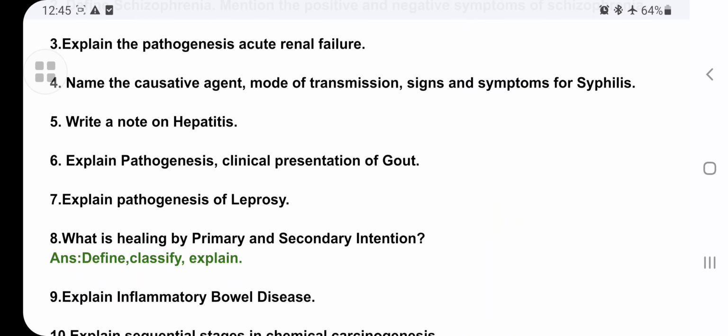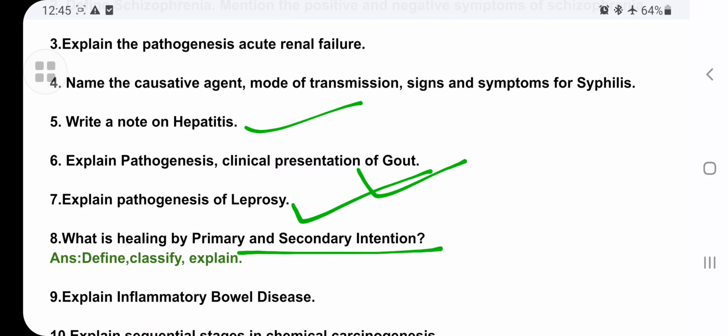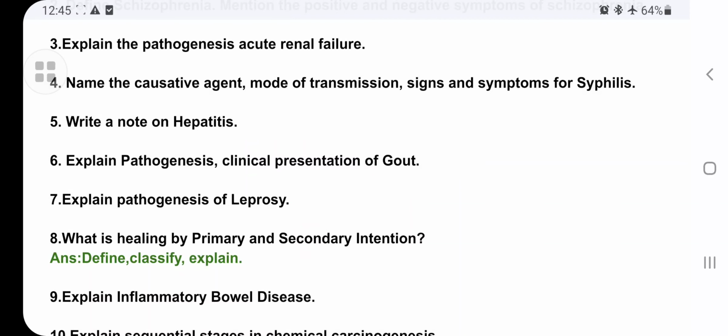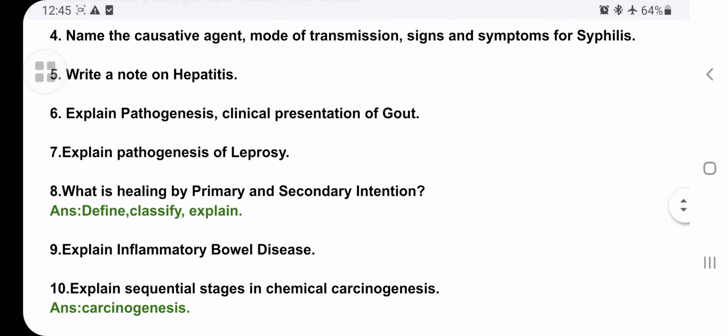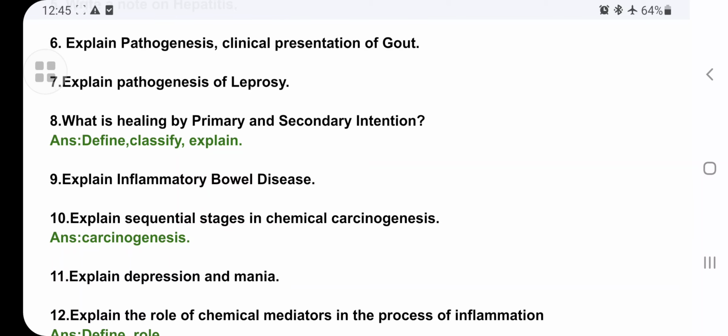Write a note on hepatitis. Then explain pathogenesis and clinical presentation of gout. Then pathogenesis of leprosy. Healing by primary and secondary intention. Define, classify, and explain this one. Either they will ask healing or wound healing, the property is also the same. And then inflammatory bowel disease. Piles is also a type of inflammatory bowel disease: inflammation in the intestine, inflammation in the rectal cavity. These all come under inflammatory bowel disease.